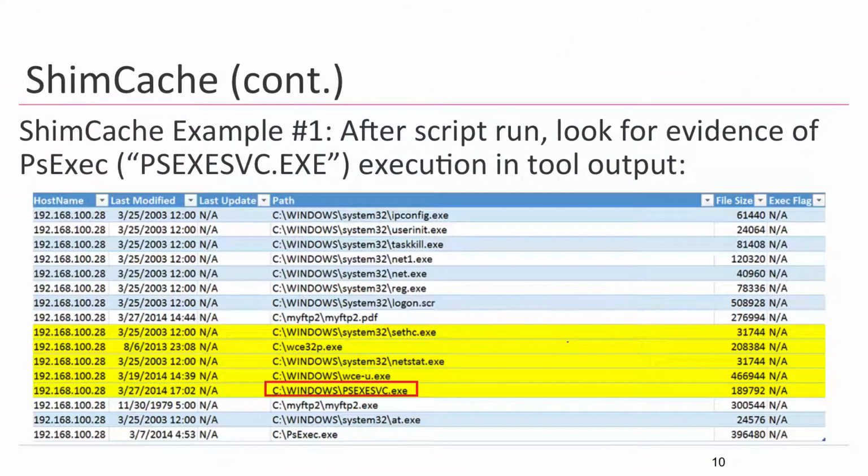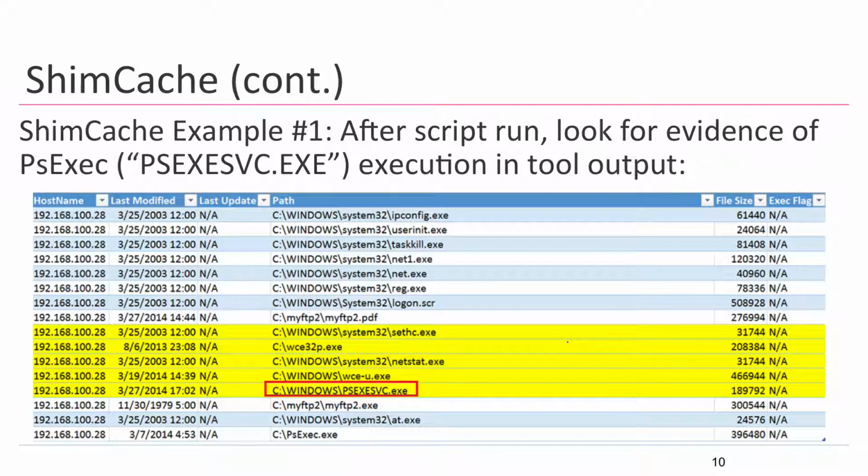So here is one of the examples from our tool. Basically, how does the tool work? It pulls shim cache data from all the remote hosts, and we parse them locally and output them to a single CSV file, which is much easier for people to analyze, search, and stack. One of my favorite searches in the shim cache output is the PsExec service executable.